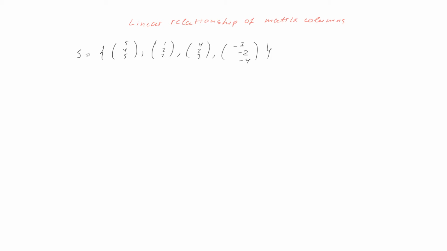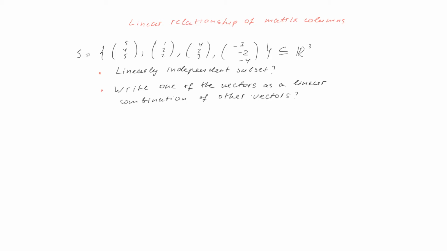We are going to discuss linear relationship between matrix columns. And why is this question interesting? Assume we have some set of vectors. Here are the vectors in R3, but they can be from any other space. And then there can be different questions. For example, which subset of these vectors are linearly independent? Or which of these vectors can be expressed as linear combination of the others and how? These can be very relevant questions.